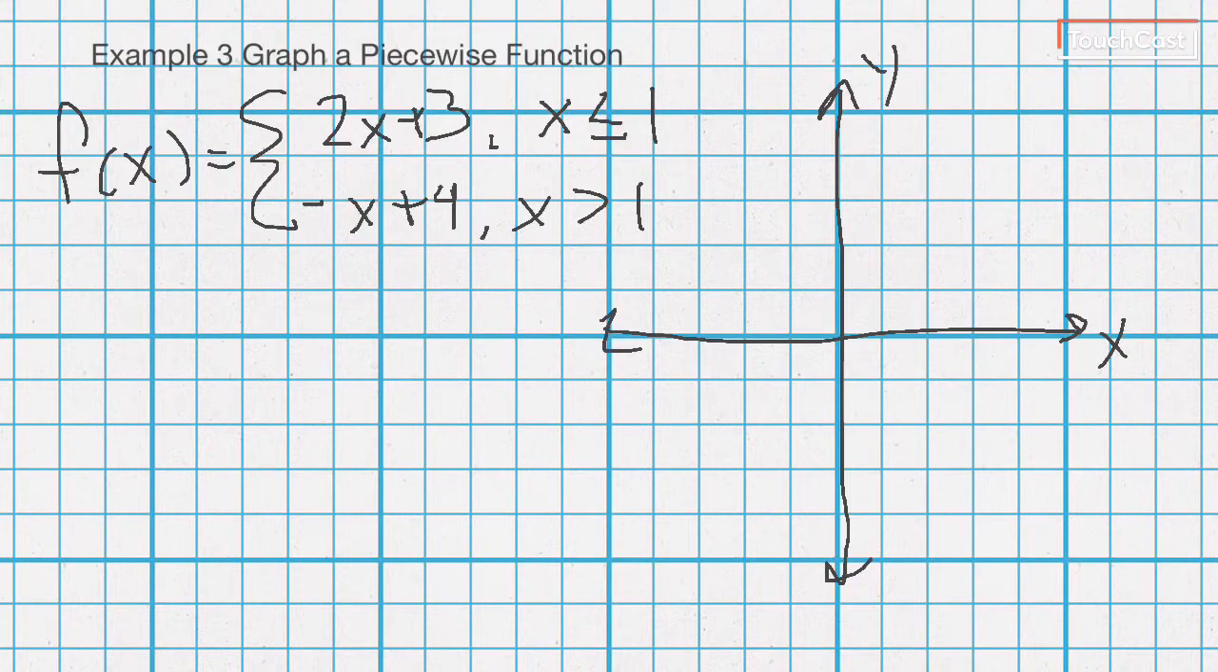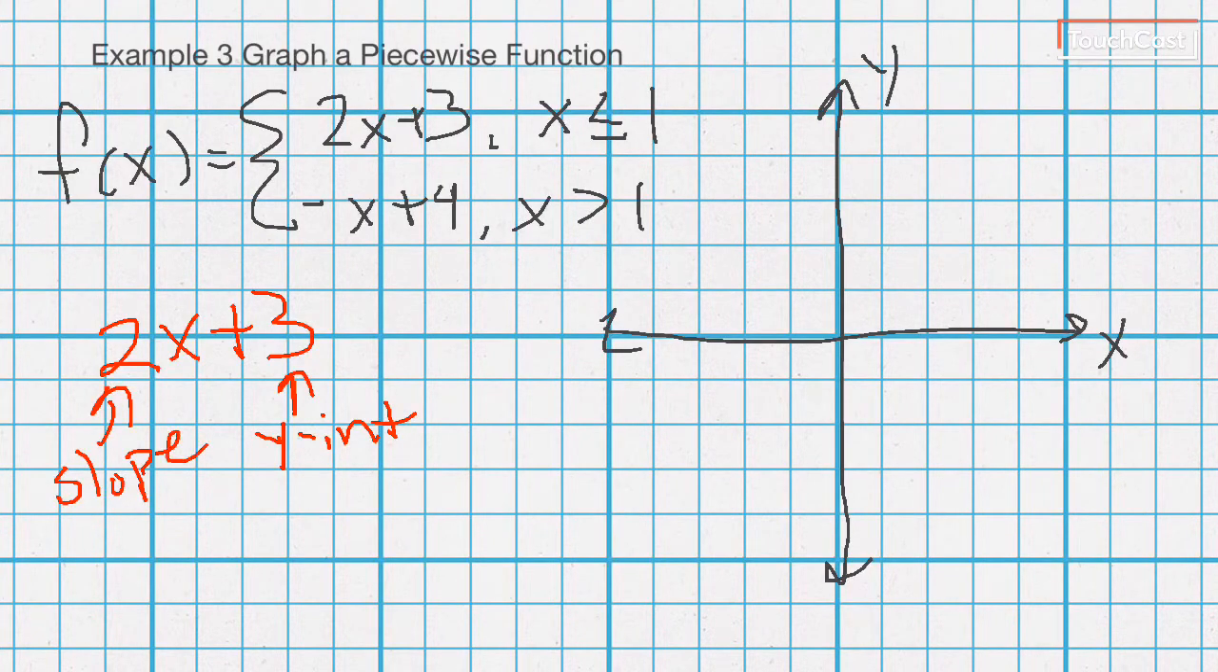So, if we remember from Algebra 2, how we can graph these two equations, we've got 2x plus 3. There's two important things we should make note of. One of those is this 3 value. Remember, that's our y-intercept. 2 is our slope. So let's just start by graphing this equation and not worry about the constraint of x is less than or equal to 1.